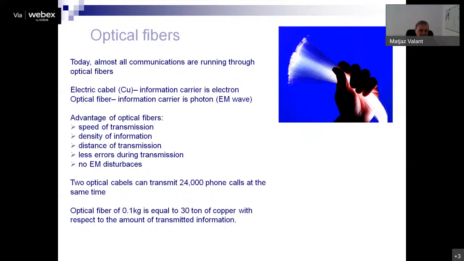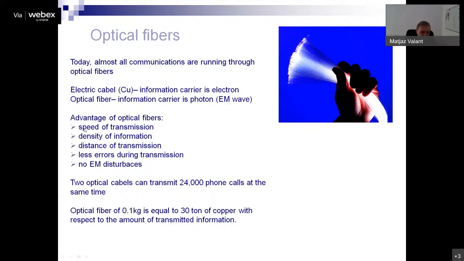So copper wire transmits electrons, yeah? The optical fiber does not. In the optical fiber, the information is carried by a photon. So you can imagine that this is, first of all, much faster transmission, because this is a photon, it's an electromagnetic wave.